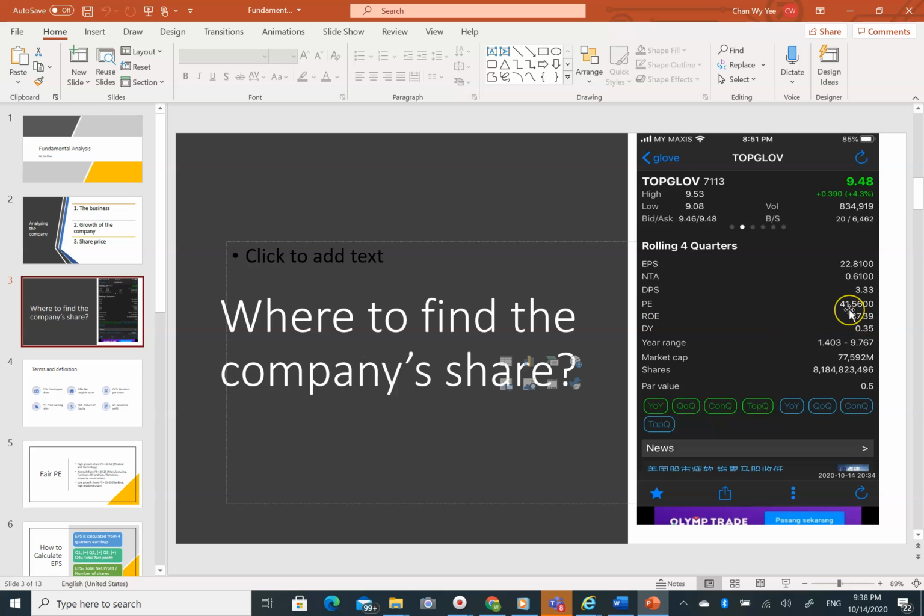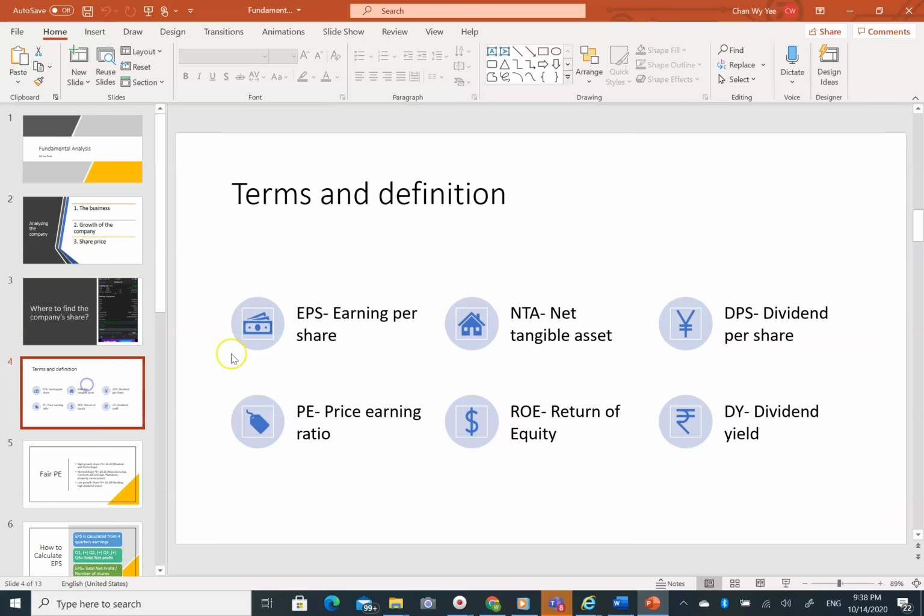The PE tells you whether this company is expensive or cheap, whether the share price is expensive or cheap. We will go into this further. And then the EPS is earnings per share. There are about 8 billion shares. For every share, how much is the earning? Every share earns about 22 cents. So these are the terms and definitions.